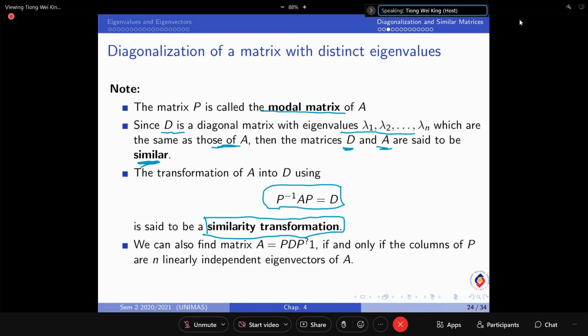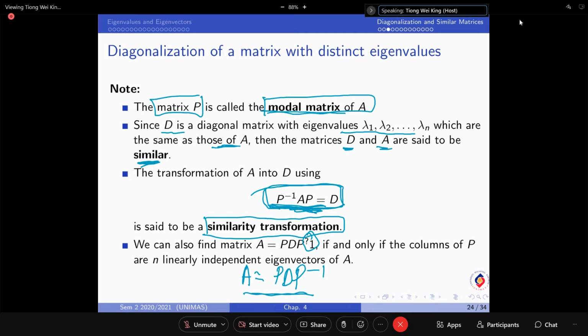So these are the few things that you need to remember. The modal matrix of A is a matrix P, and this is the similarity transformation. There's a typo here. This is A equals P D P inverse. So you can also find A from here because you have this transformation. If you do it the other way around, you will get matrix A from this formula.